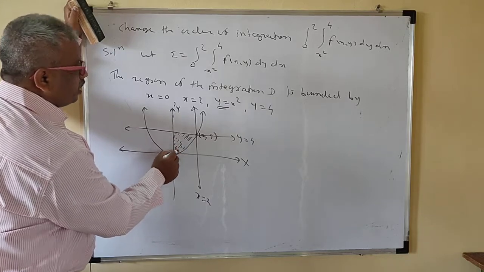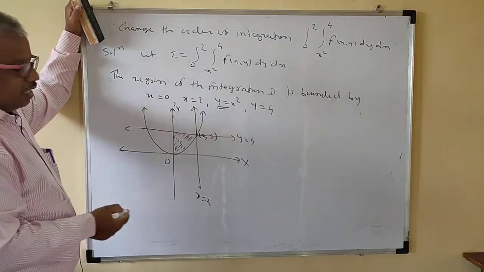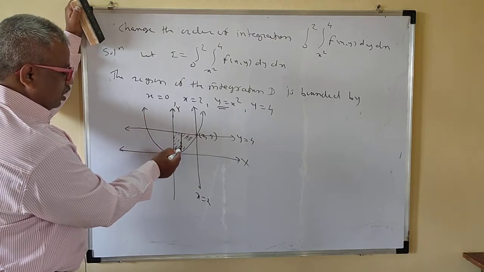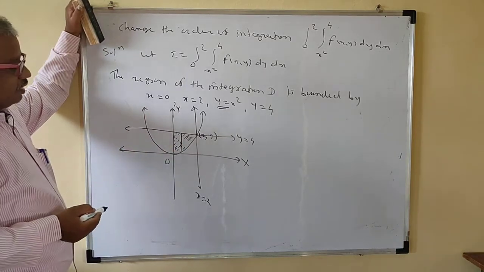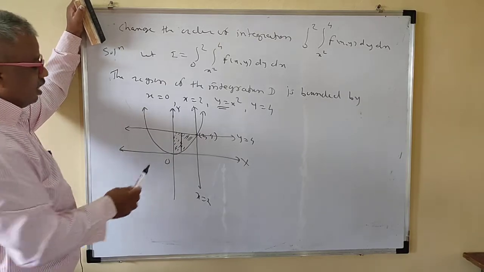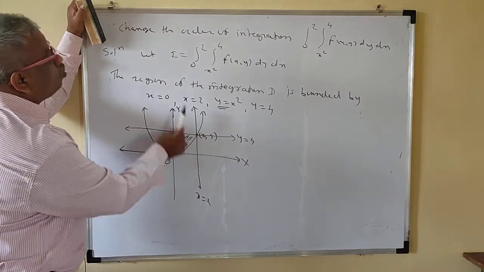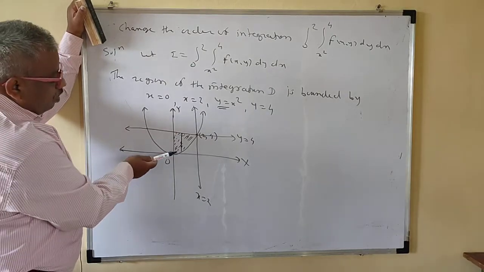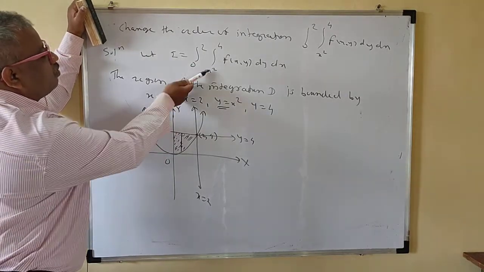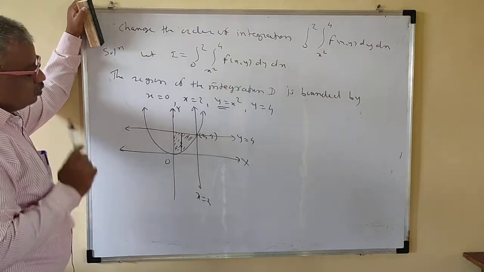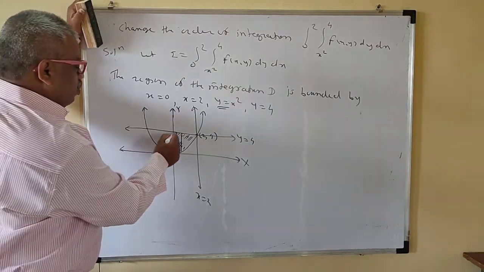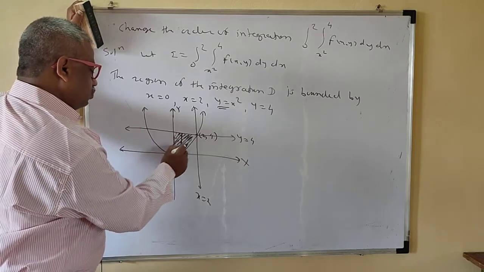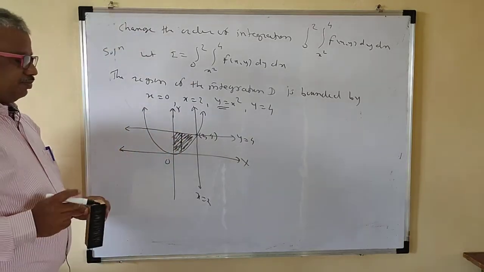Now their strip is what? These are the limits of y. That means their strip is parallel to the x axis. Now we'll check whether this is correct or not. Limit of x is 0 to 2. Yes, 0 to 2. Limits of x are clear. And limits of y, parabola to line. Yes, parabola to line. So that means our region is correct. This is our region.